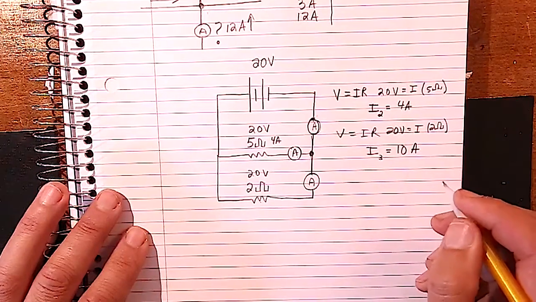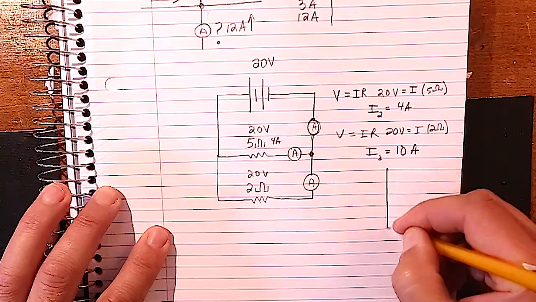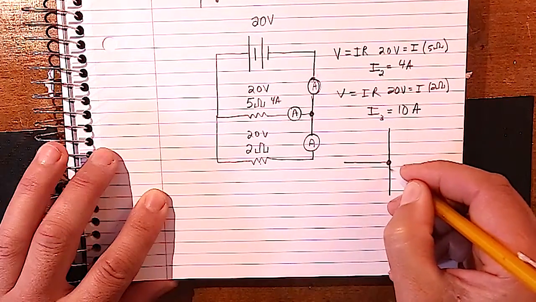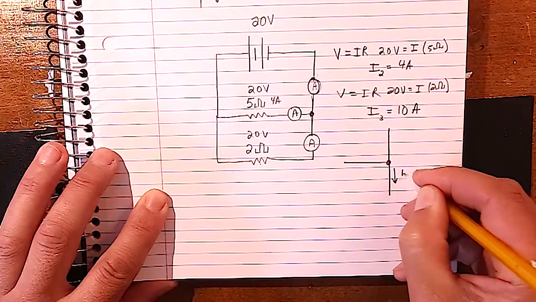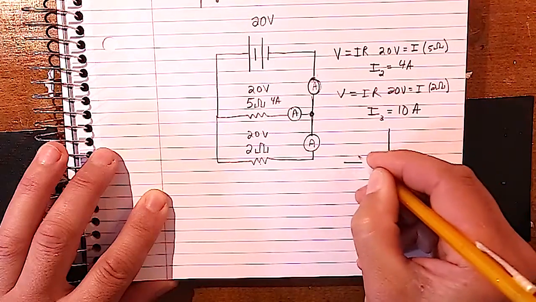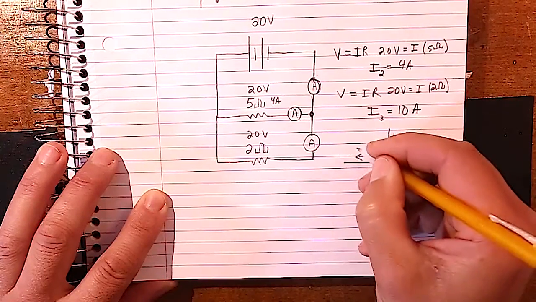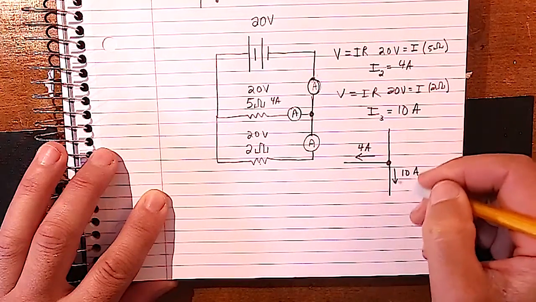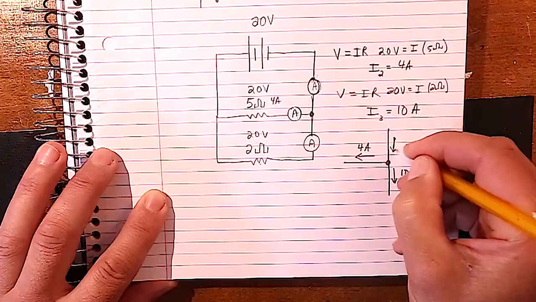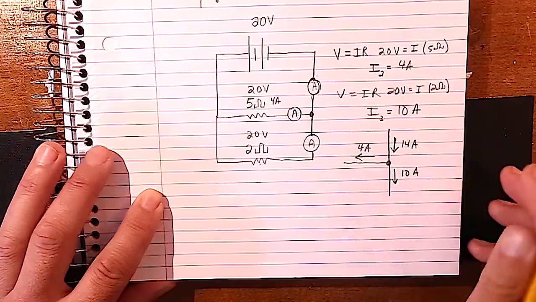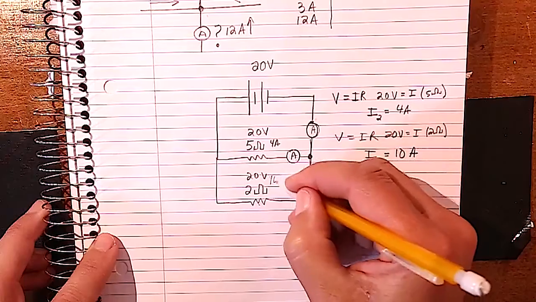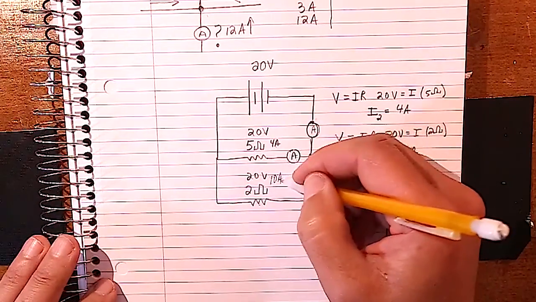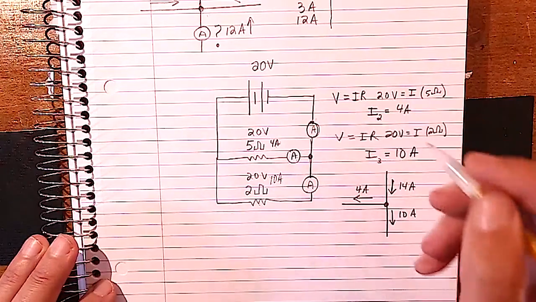And now we can redraw this circuit. And we know that I3 is 10 amps going down, and we have 4 amps flowing to the left. So we have 4 flowing out, 10 flowing out. That means we have to have 14 flowing in. And that should make sense because what does our rule say? Our rule says that the total current is equal to the sum of the individuals. So 10 plus 4 is 14.